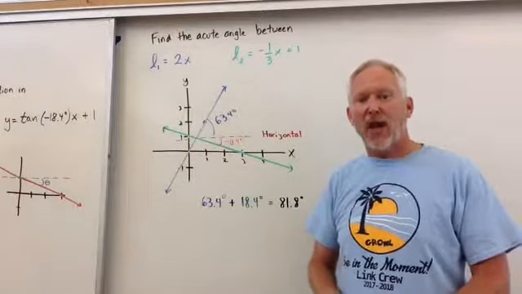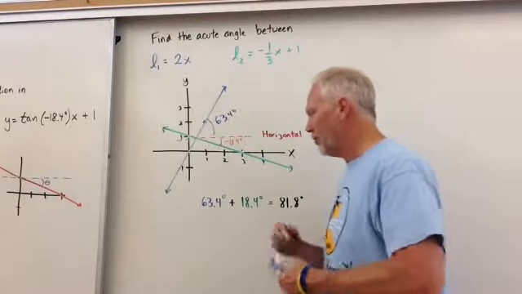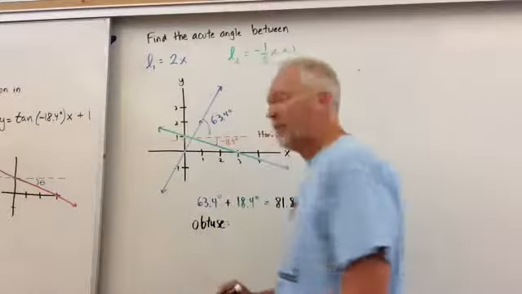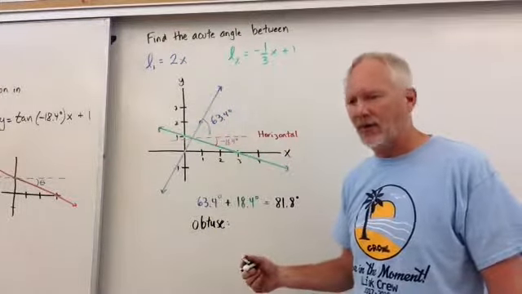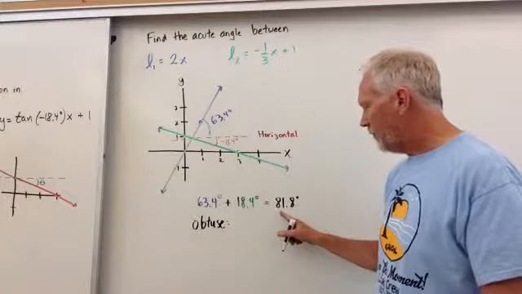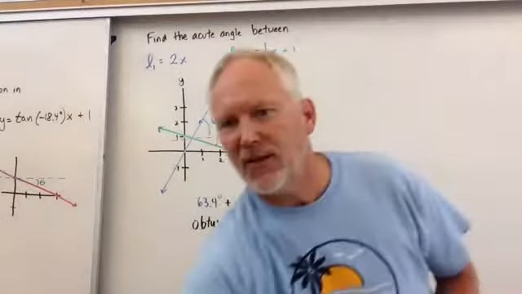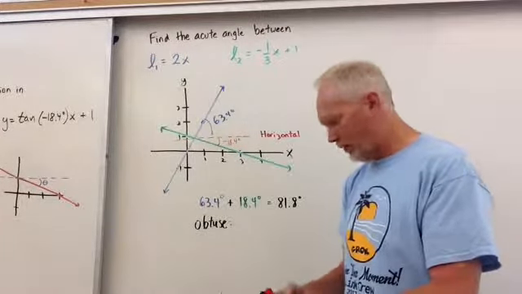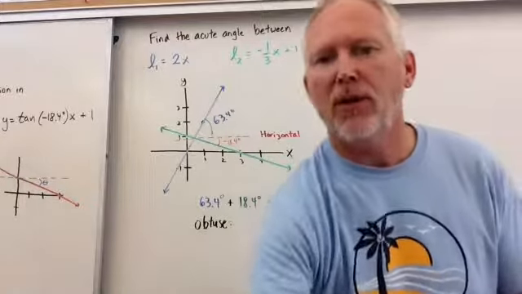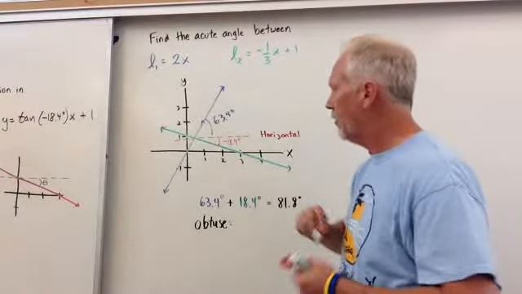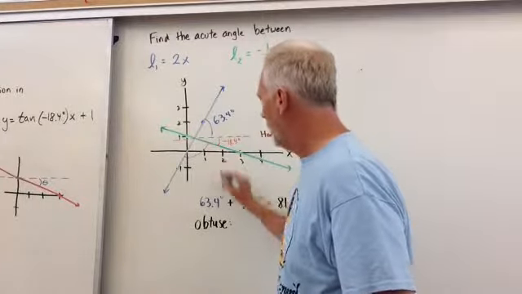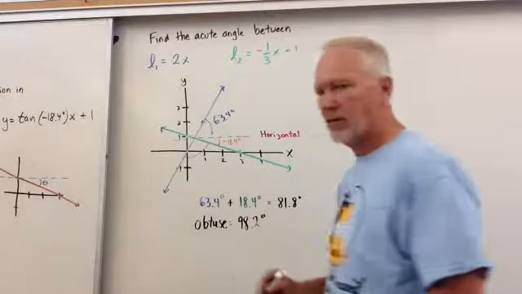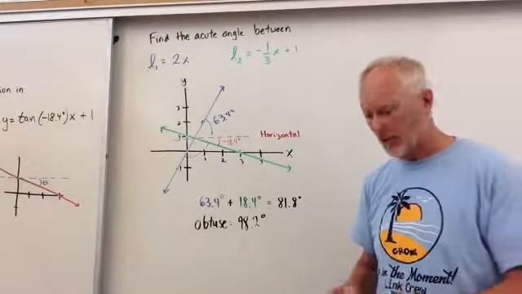Now, if they had said, what's the obtuse angle? Well, it's greater than 90 degrees. So all I would do is take 180 minus that. If I take 180 minus 81.8 degrees, I get 98.2 degrees. So the obtuse angle, or this angle here, is 98.2 degrees.